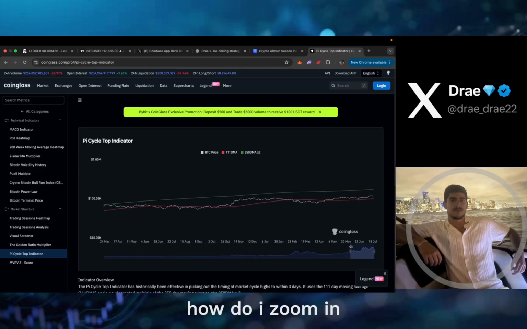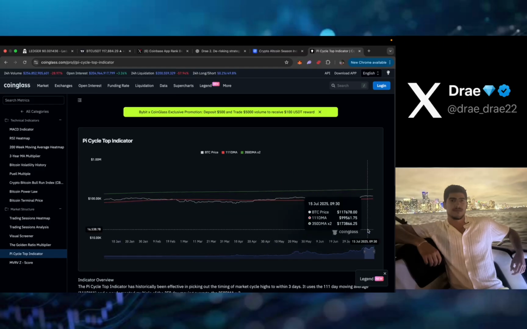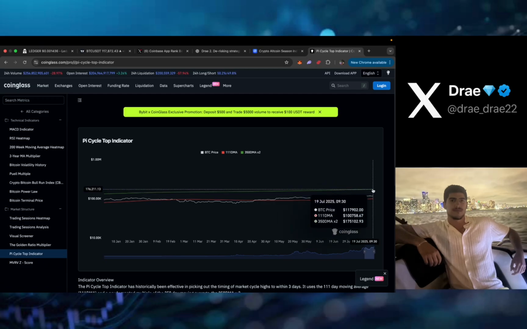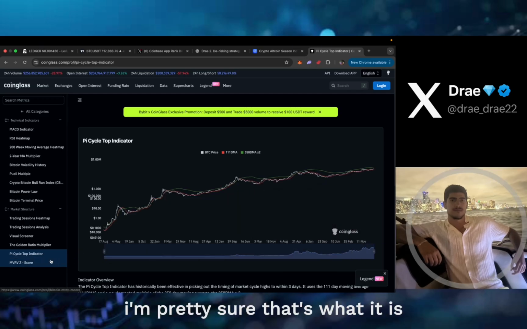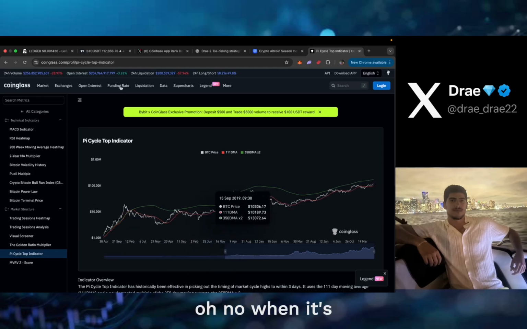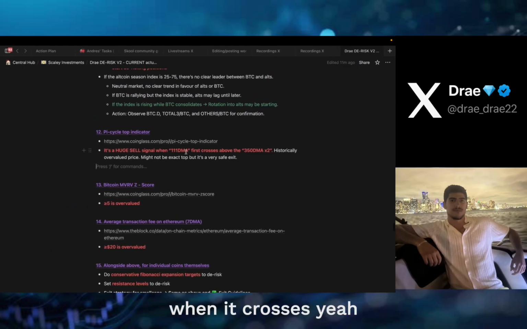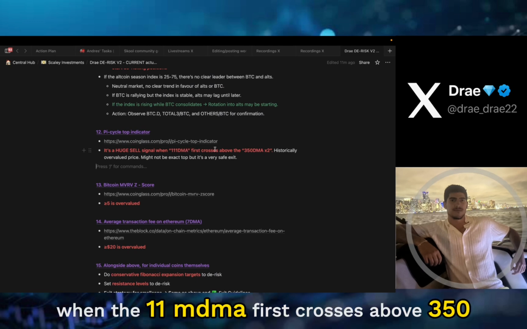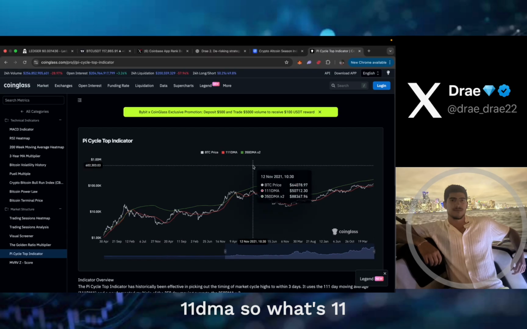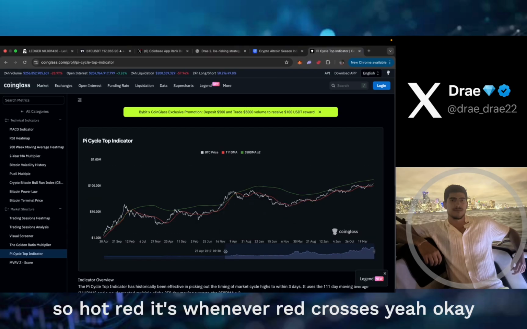How do I zoom in? Okay, so what price should it hit then? Is it just when it hits a green? I'm pretty sure that's what it is. Oh no, it's when it crosses. When the 111 DMA first crosses above the 350 DMA. So it's whenever red crosses. Yeah, okay.